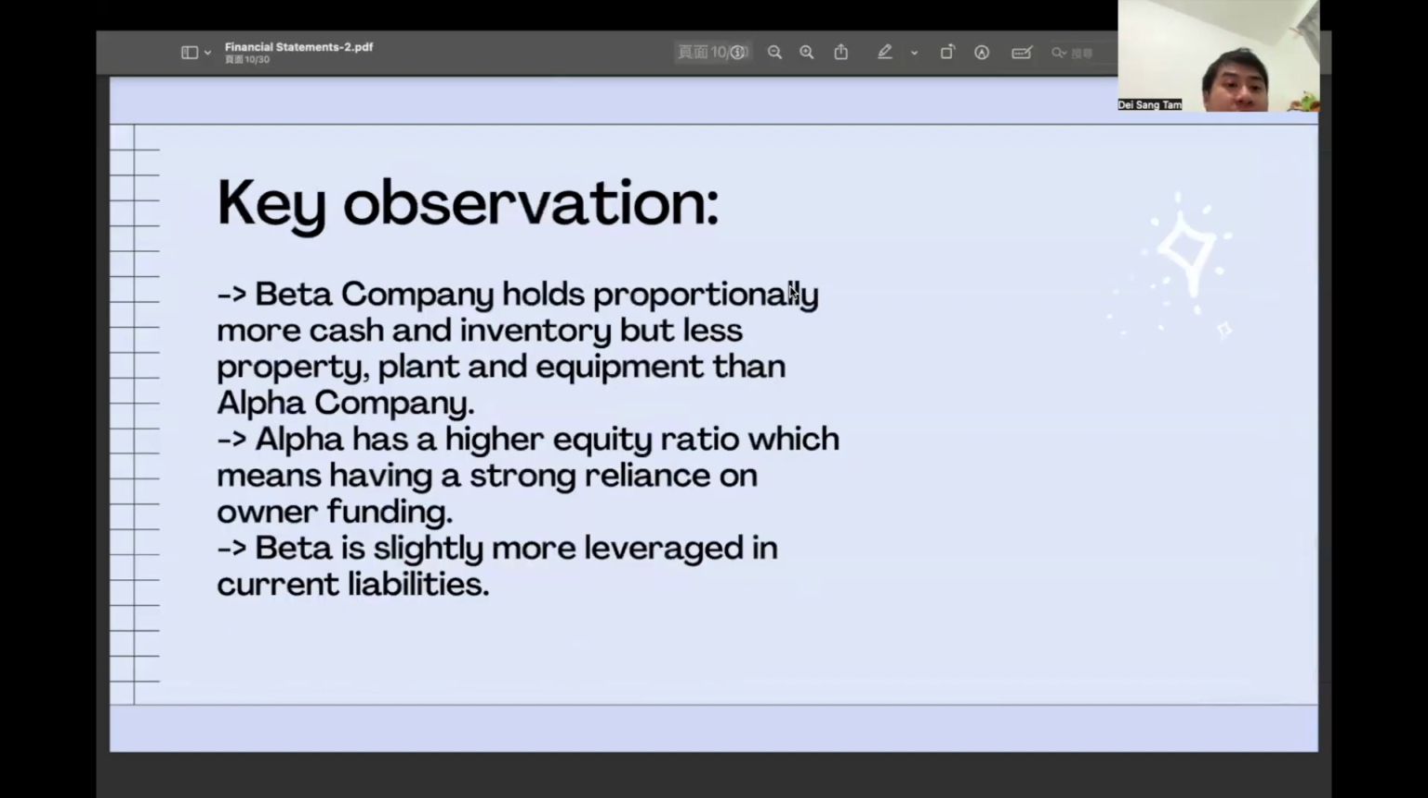So here is the key observation. Beta company holds proportionally more cash and inventory, but less property, plant, and equipment than Alpha company. Alpha company has a higher equity ratio, which means having a strong reliance on owner funding. So Beta company is slightly more leveraged in current liabilities.